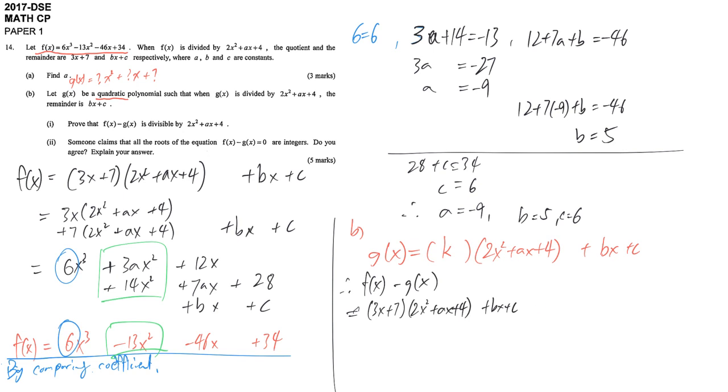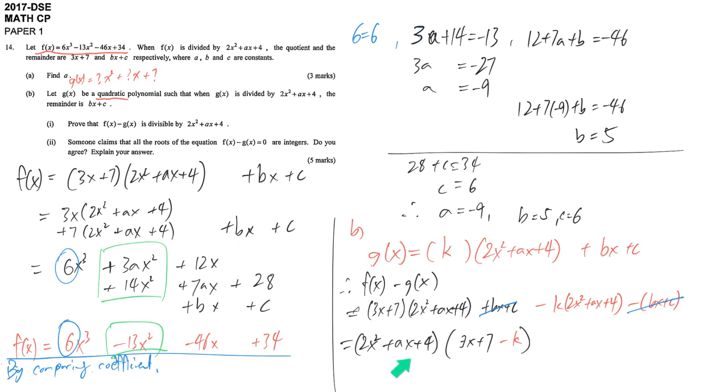And then after that, subtract these two items, k times of this, and then minus bx plus c, this remainder. So therefore you find that bx plus c and bx plus c here cancel out, and only two terms are left, and in both terms we find a common factor, 2x squared plus ax plus 4. So we can extract the common factor 2x squared plus ax plus 4 only, and then we have 3x plus 7 minus k.